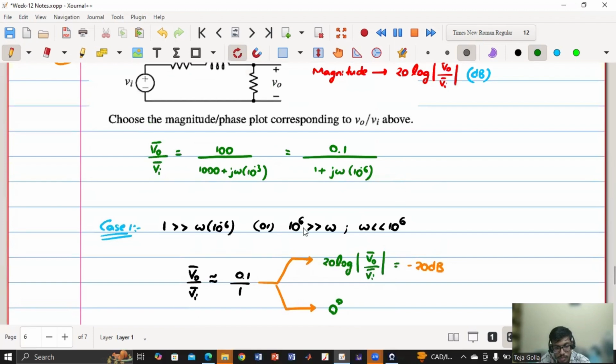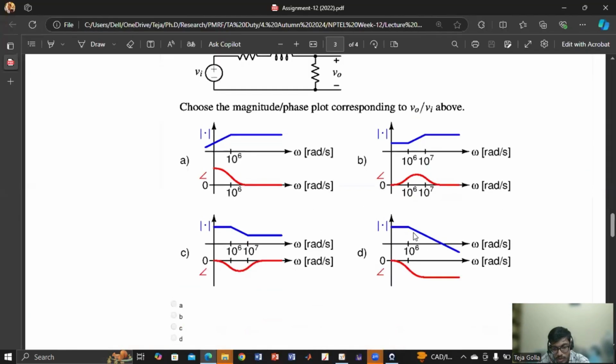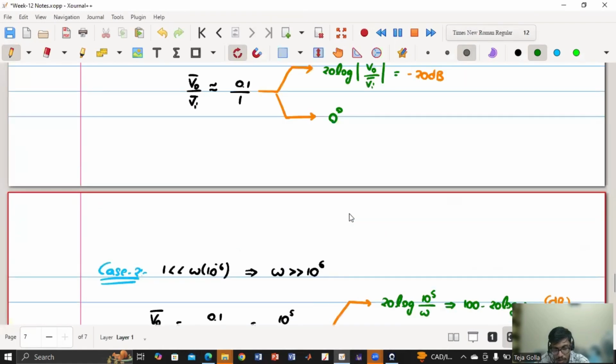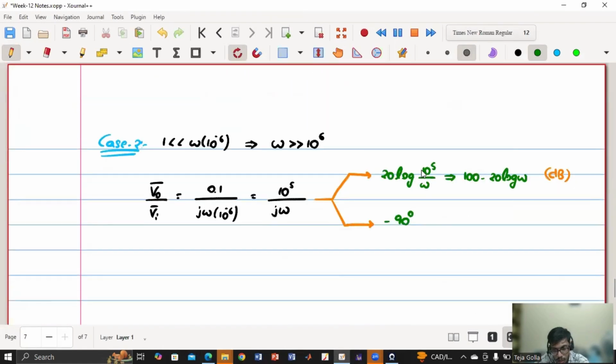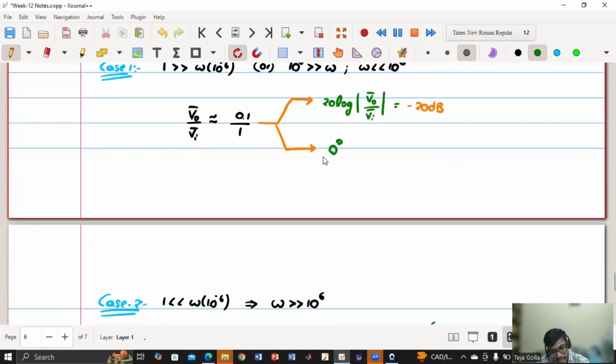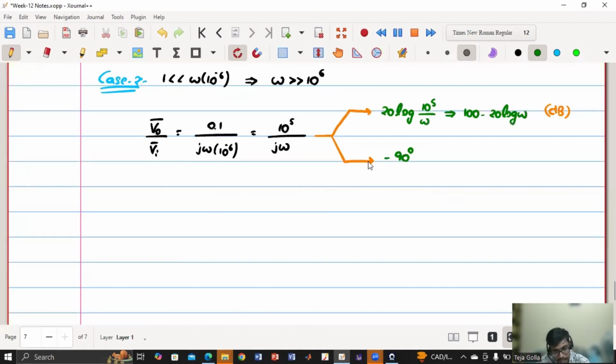Now let us see. Basically we have to draw something like this, and we will see whether we are actually getting that or not. But before that, because we have done omega less than 10 to the power 6 and omega greater than 10 to the power 6, let us also see what is happening at omega equal to 10 to the power 6. Case 3, I am considering omega equal to 10 to the power 6.